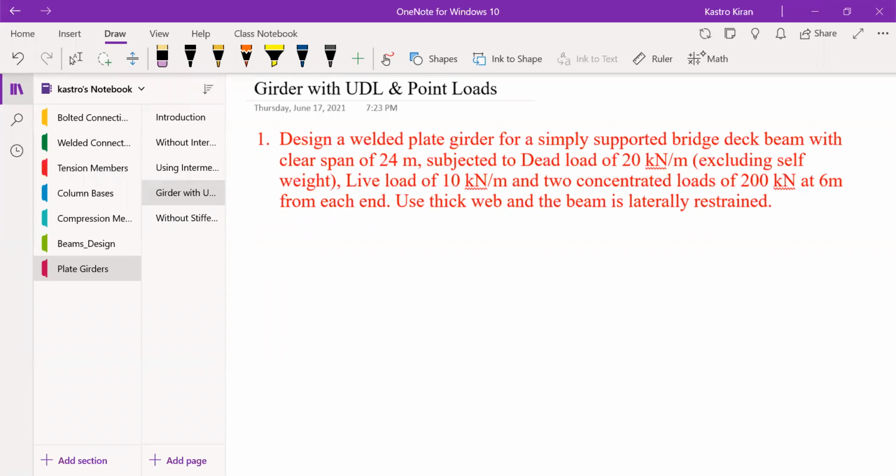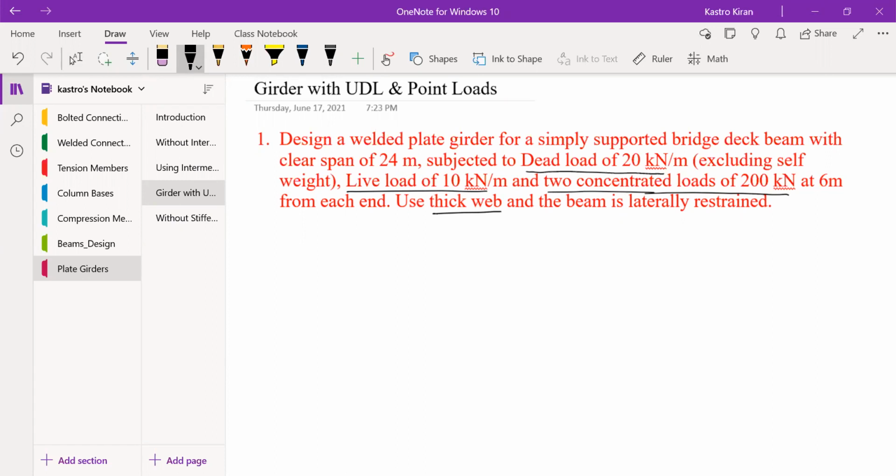And here, one thing which you have to focus on is a dead load of 20 kilonewtons per meter, exclusive of self weight, and also a live load of 10 kilonewtons per meter. And you also have two concentrated loads of 200 kilonewtons at 6 meters from each end. And the beam is laterally restrained and you have to use a thick web. Okay, this is what they have mentioned in the question.